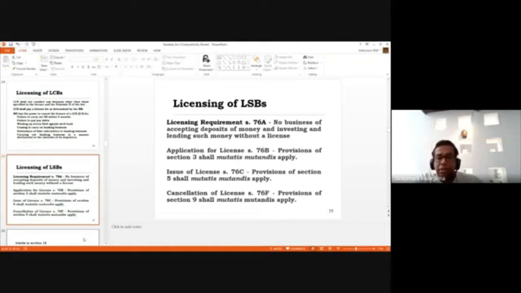Section 76B says provisions of Section 3 apply. Section 76C says provisions of Section 5 apply. Again, Section 76F says Section 9 applies. You see, for example, Section 9 was dealing with cancellation of license. As much as cancellation of a license issued to a licensed commercial bank is covered by Section 9, cancellation of the license of a licensed specialized bank is governed by Section 76F of the Banking Act. You see that these are corresponding provisions. 76B is dealing with the subject matters dealt with in Section 3 as far as LCBs are concerned. Likewise, this is a licensing process.